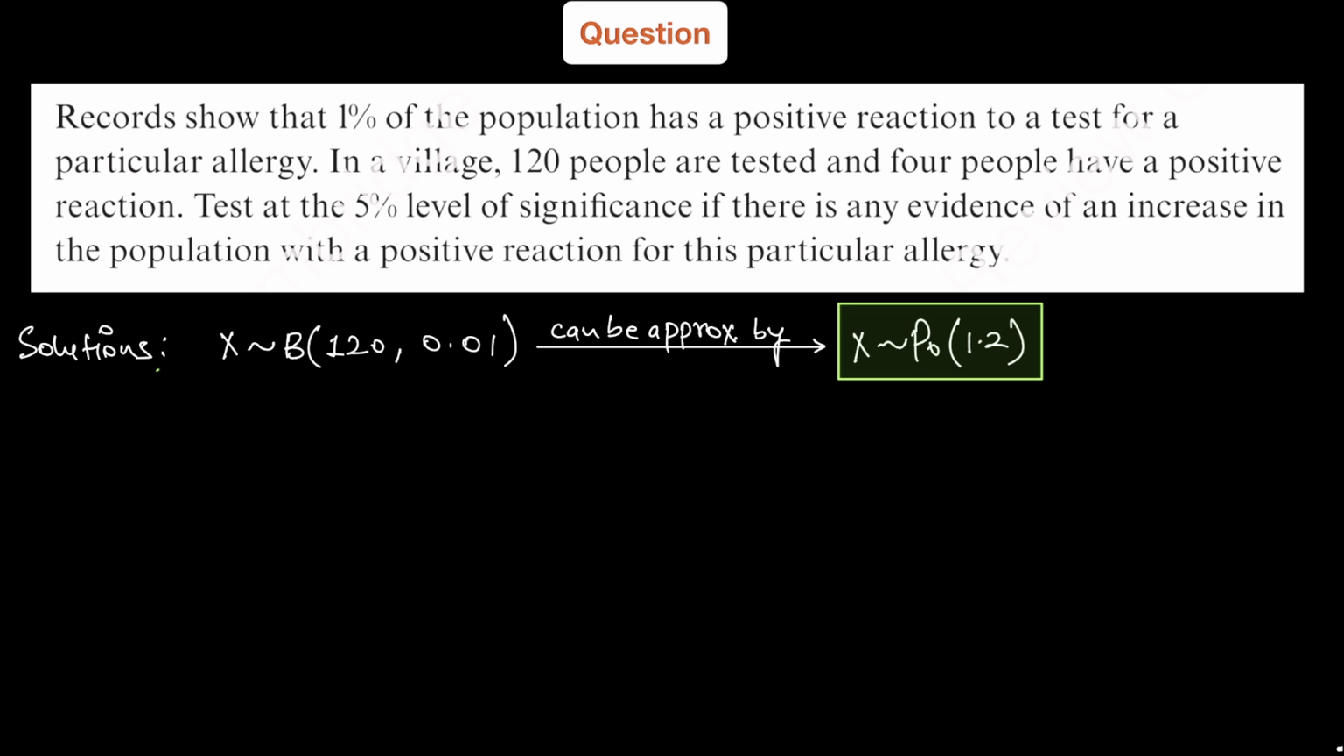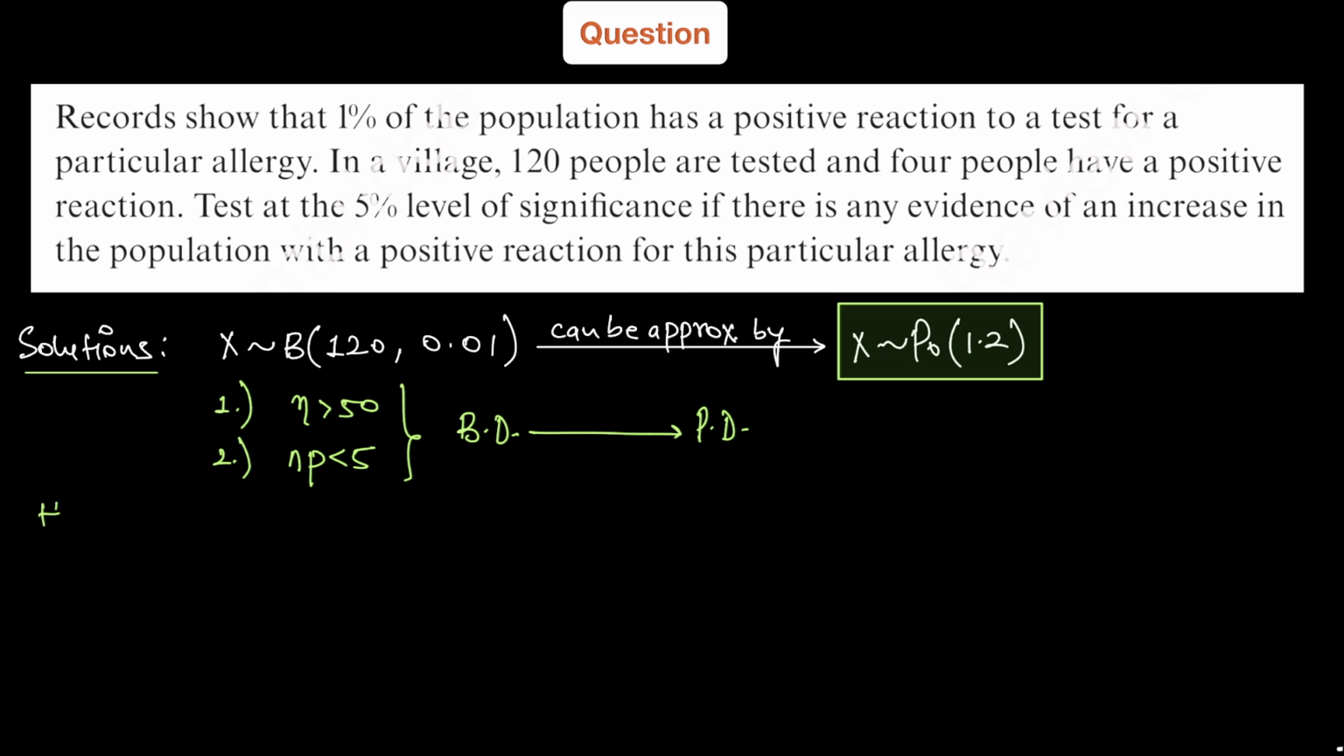And why do we need to do this? Because there are two conditions which are met over here. First of all, n is greater than 50, and the second condition is n times p is less than 5. So when these two conditions are met, a binomial distribution can be approximated by a Poisson distribution. This is already covered in the previous videos. So let's continue with the approximation of the given expression with a Poisson distribution.